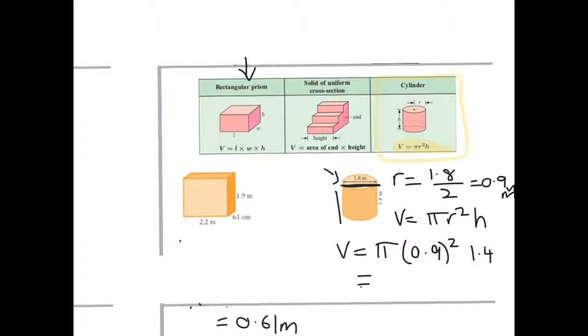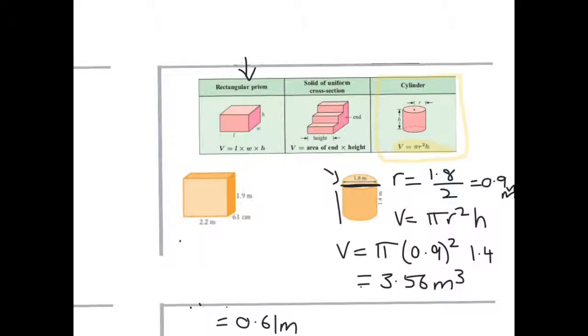So if we put that in the calculator, we get the answer 3.56, and again, because our measurements are in meters, it's going to be meters cubed, not meters squared, meters cubed. It's always the unit cubed for volume.